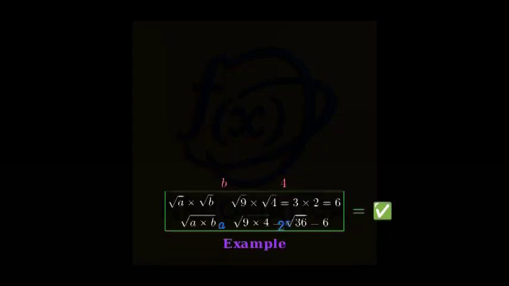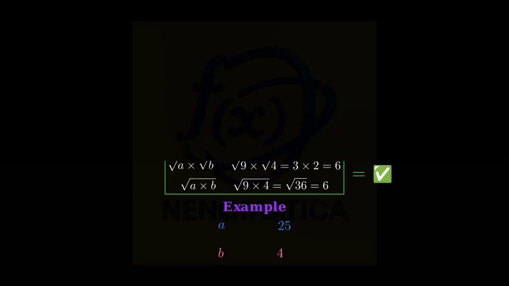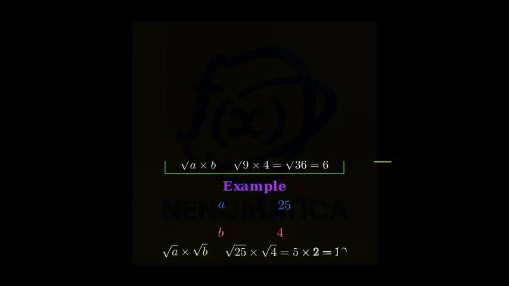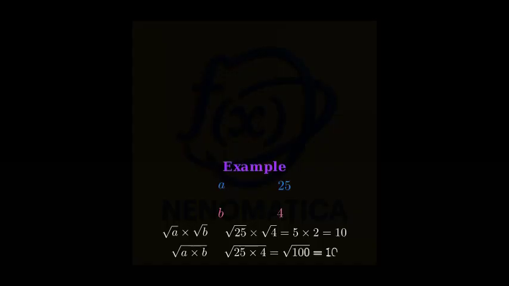Here, we have a equals 25, and b equals 4. Using the first method, we calculate the square root of 25 times the square root of 4. The square root of 25 is 5, and the square root of 4 is 2, so we get 5 times 2, which equals 10. Using the second method, we first multiply 25 times 4, which gives us 100. Then we take the square root of 100, which is 10. Again, both methods give us the same answer, 10. Let's look at one more example.